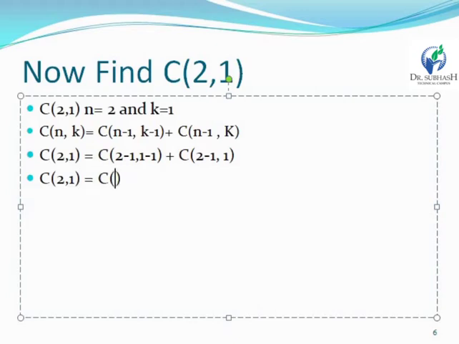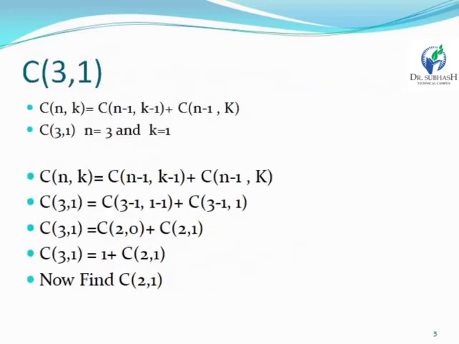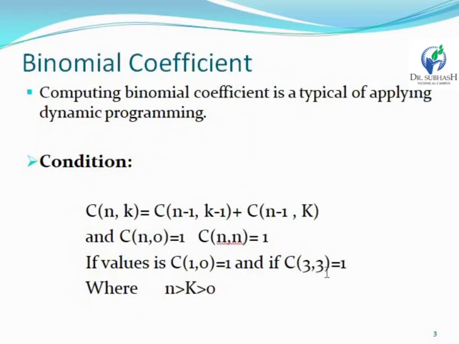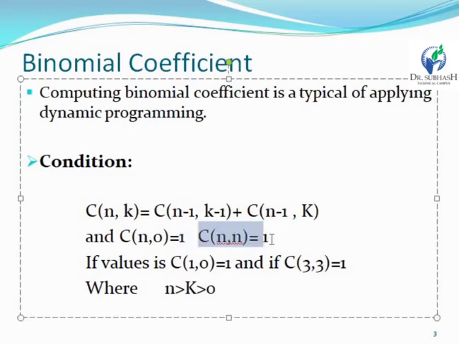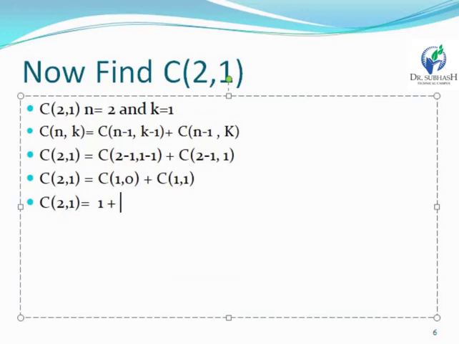Now you can find C of 2, 1 from C of 1, comma 0 plus C of 1, comma 1. Now you can show that. So what is the value of C of 2, 1? C of 2, 1 equal to, what is 1 0? You can know that we put here also the condition: C of 1 0, 2 0, 3 0, all the values are 1. So you can put 1, and plus C of 1, 1 is 1 also. You can check here C of 3, 3. You can put 1, it means 1 1, 2 2, because the condition is C of n, n. If both values are the same, then you can put the value of 1. So now you can put 1 here also.